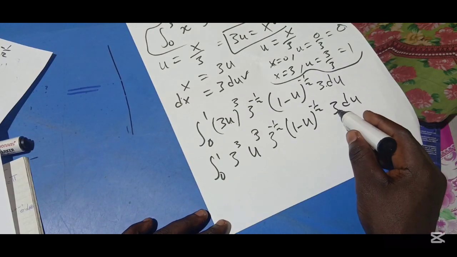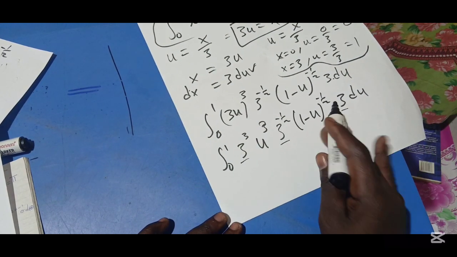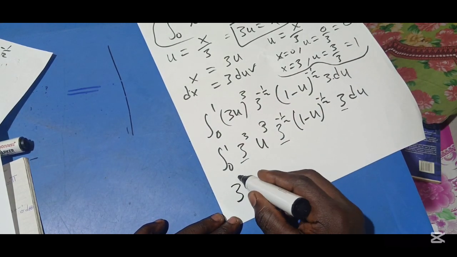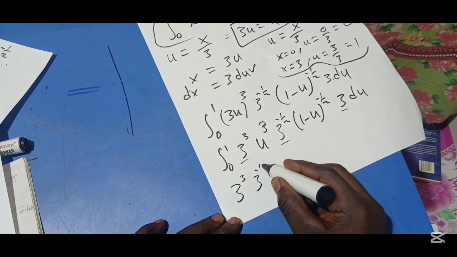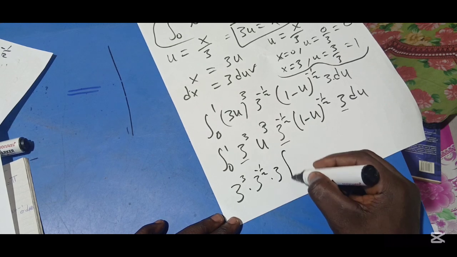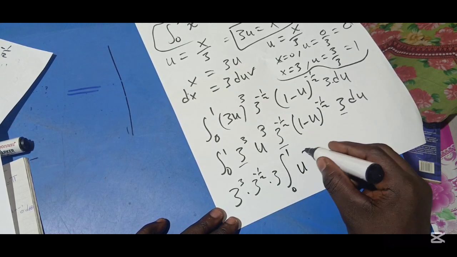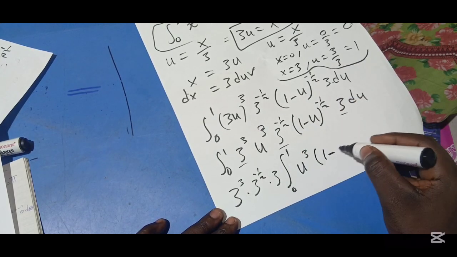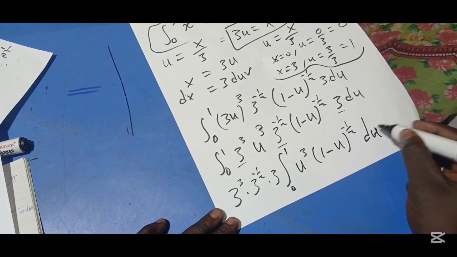So let's group all our constant terms, all the numbers. Actually, let's bring them out of the integral sign. So we are going to have 3 to the power 3 and 3 to the power minus half. They are actually multiplying, and 3 here. And we bring our integral sign from 0 to 1. We are left with u to the power 3. Can you see that? And what else? And this term, 1 minus u to the power half du.